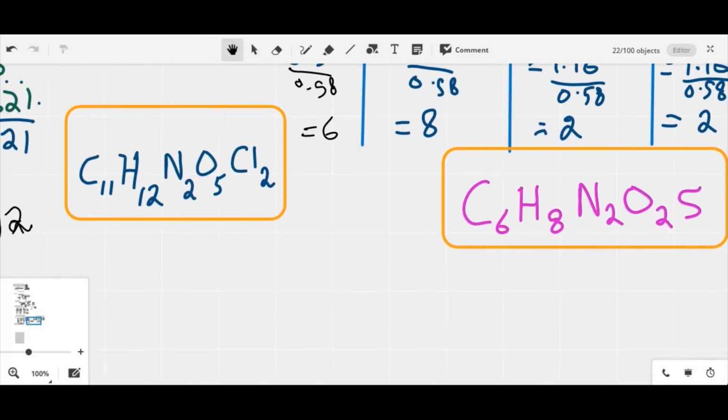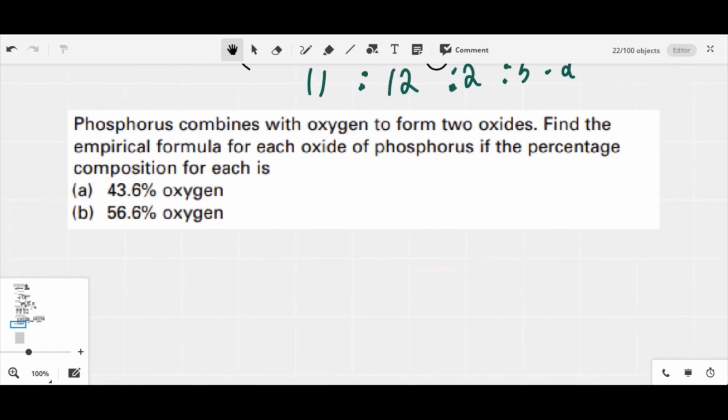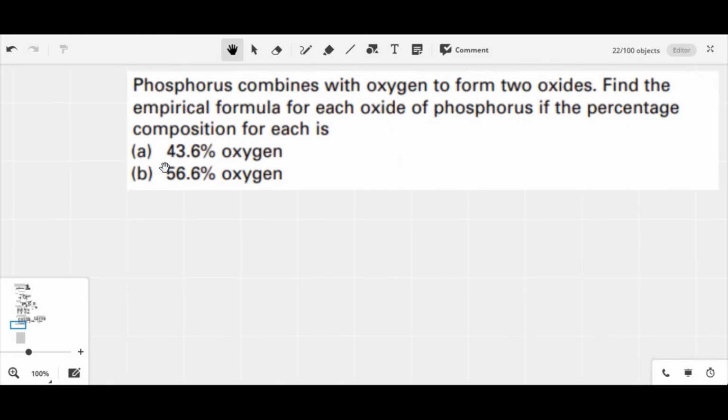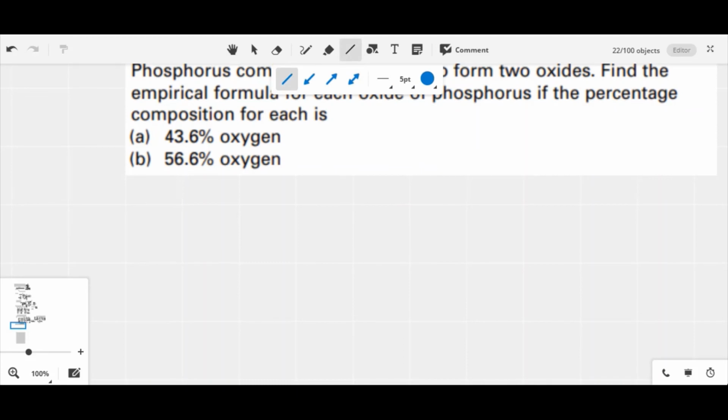Alright, okay, now the next example is a little bit different because here the percentages are given for two oxides, the oxygen percentage in each. Now the question is, phosphorus combined with oxygen to form two oxides. Find the empirical formula for each oxide of phosphorus if the percentage composition for each is 43.6% oxygen, and the next oxide contains 56.6% oxygen.